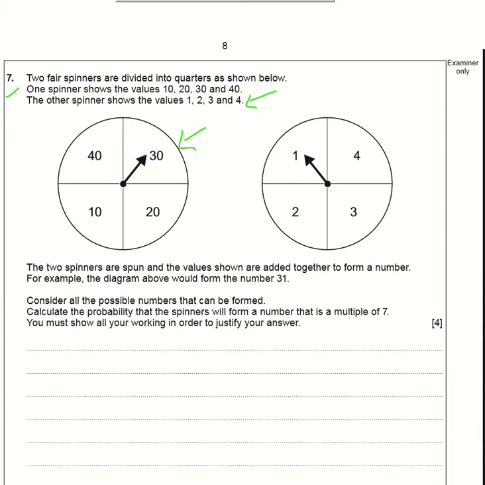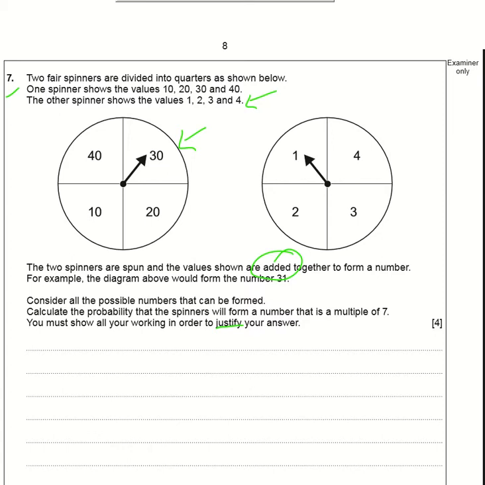The two spinners are spun and the values shown are added together to form a number. For example, the diagram above would form the number 31. Consider all the possible numbers that can be formed and calculate the probability that the spinners will form a number that is a multiple of 7. You must show all your working to justify your answers.